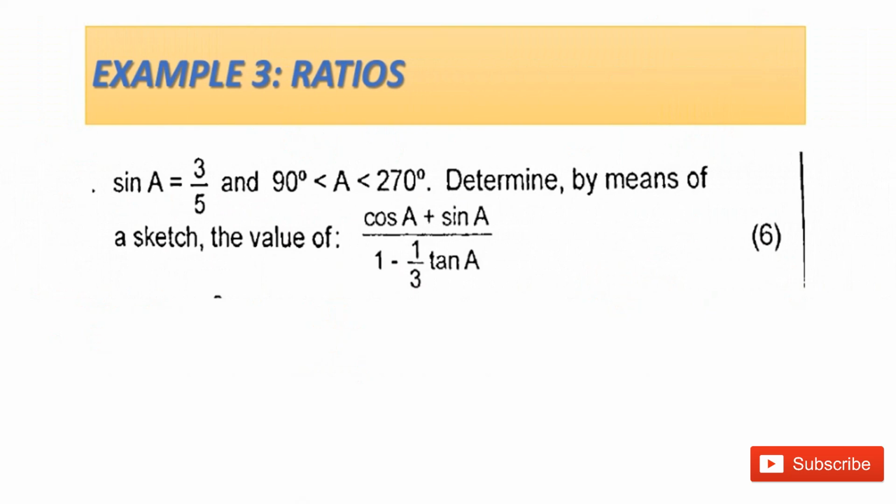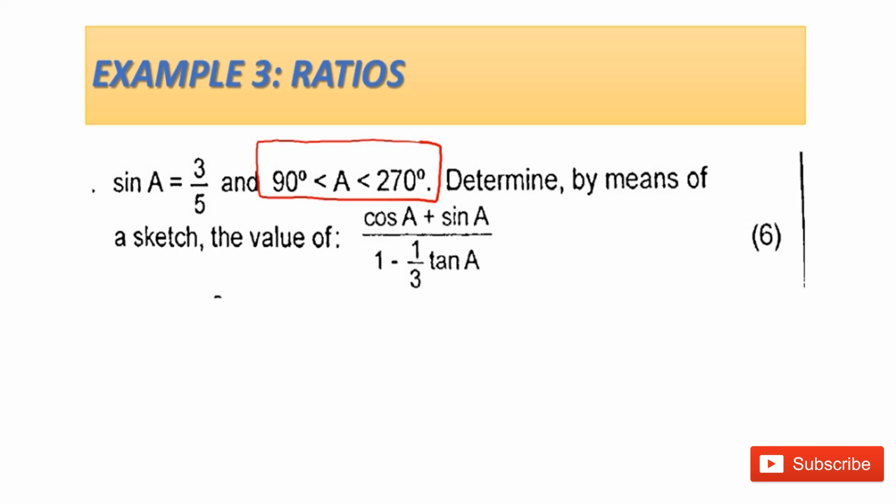Example 3: if you're told that sine of A is equal to 3 over 5, this tells us which quadrants we are working in. So A is greater than 90 but less than 270, and that helps in telling us which quadrant we need to focus on. Determine by means of a sketch the value of (cos A + sin A) all over (1 minus 1 over 3 times tan A).